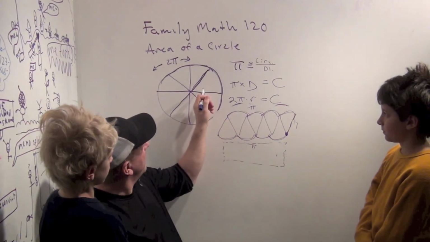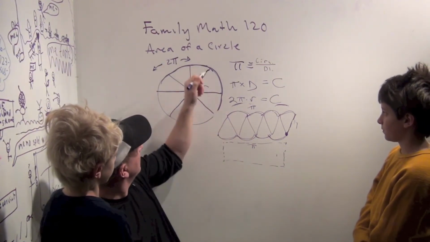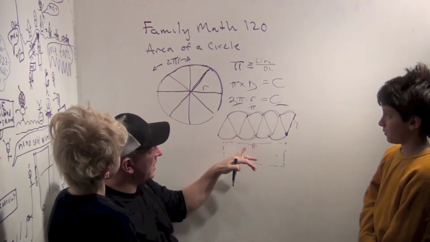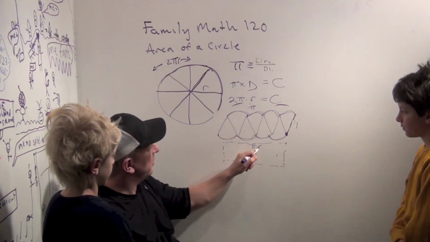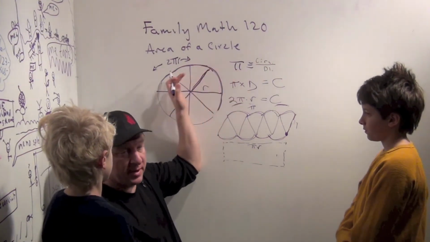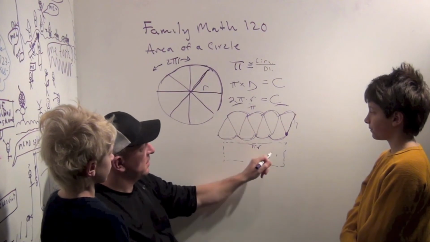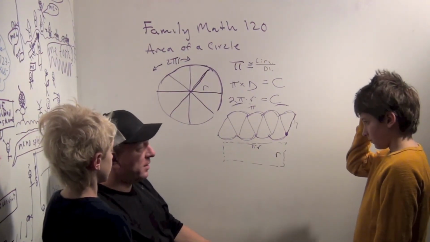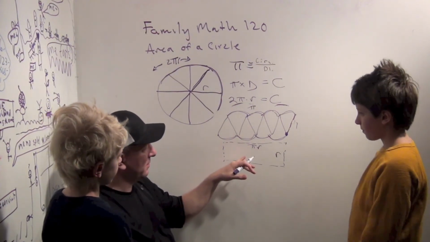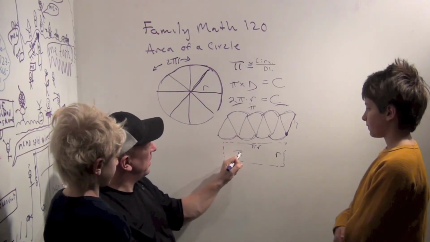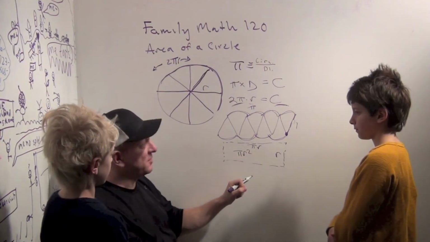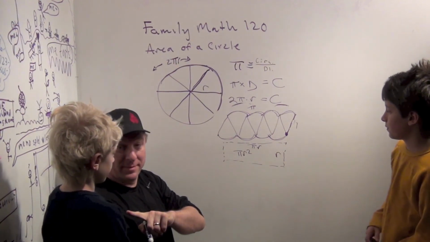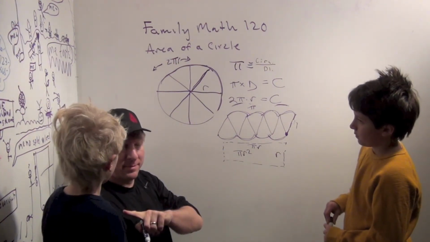And if I do it for a radius r instead, the circumference would be 2 pi times r. So half the circumference would be pi times r. Yes? Yeah. The height of our little rectangle would be r. Cool. And what is the area of this rectangle? It's pi times r squared. Pi times r squared, which means that the area of the circle is? It's 2 pi. No.